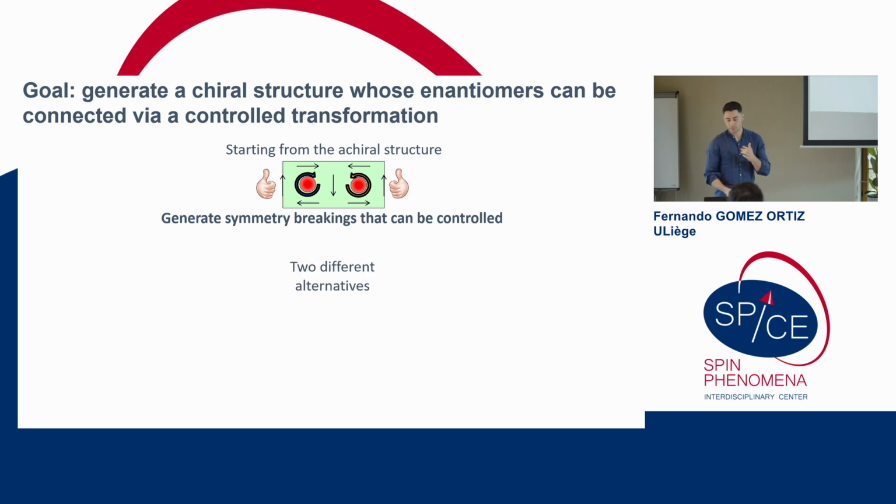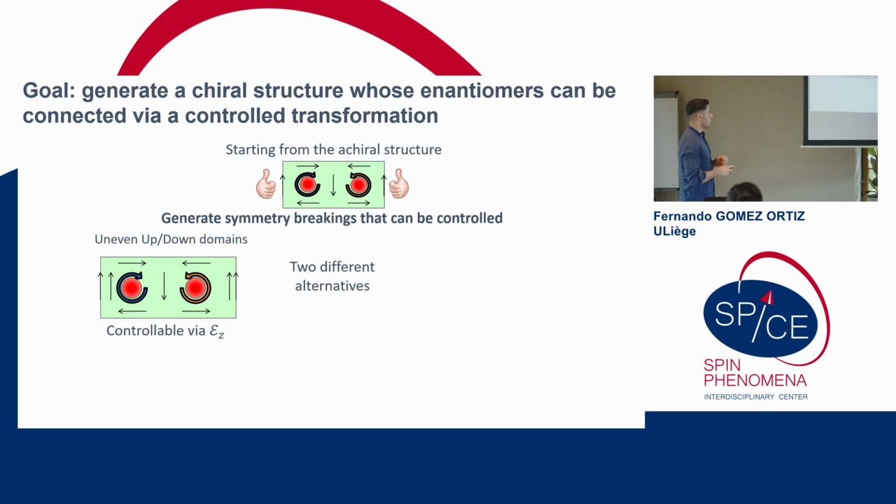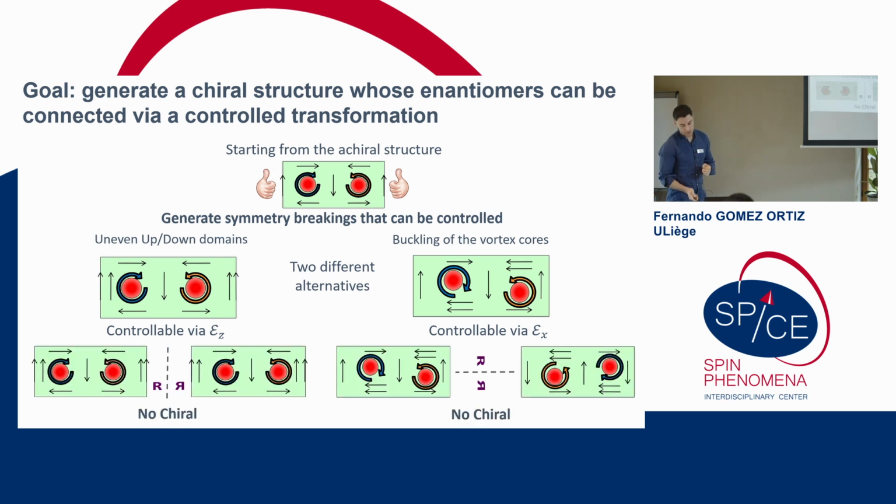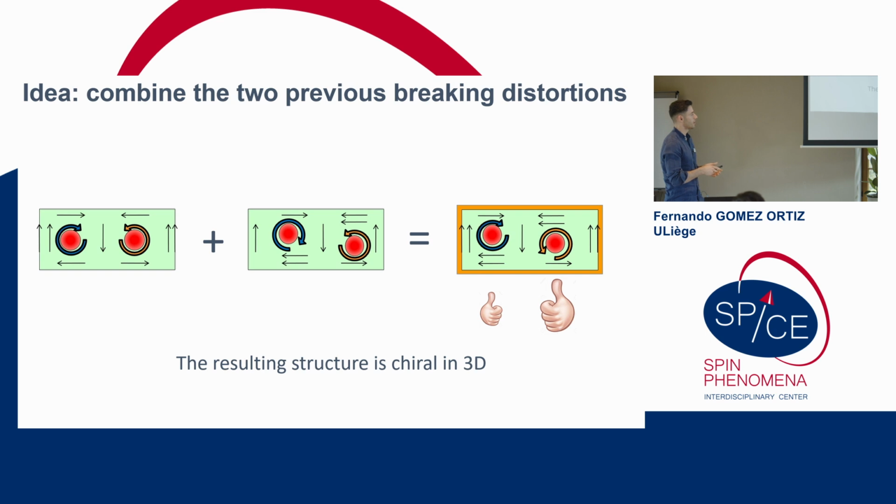So in principle, we can envision two different alternatives. Either we apply an electric field along z and generate unequal up and down polarization domains. So this breaks one symmetry. Or we apply an electric field along x and we generate a buckling between the vortex cores, a movement of the vortex cores. And this also generates symmetry breaking along the x direction. However, either of these two symmetry breakings is not enough to generate a chiral structure, as we still have these mirror planes that link the two structures. However, if we combine both of them, what we have is finally a chiral structure.